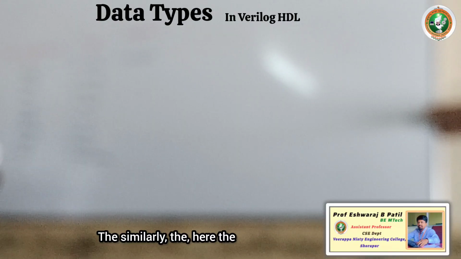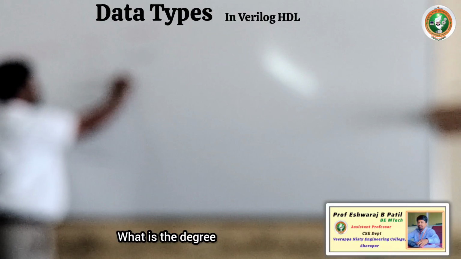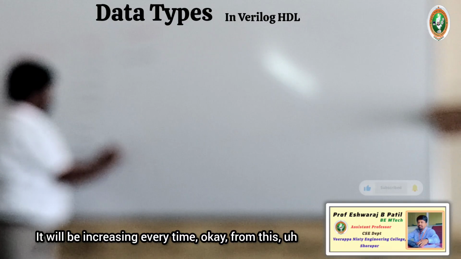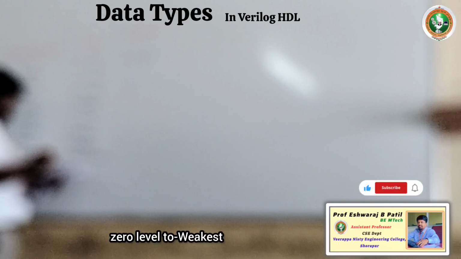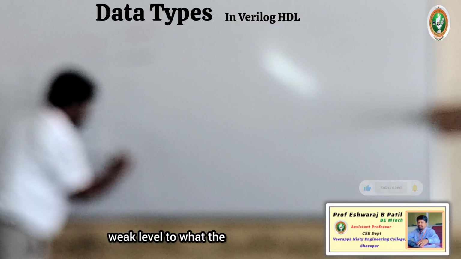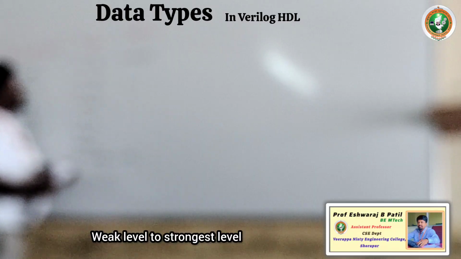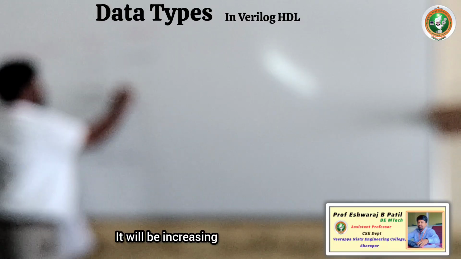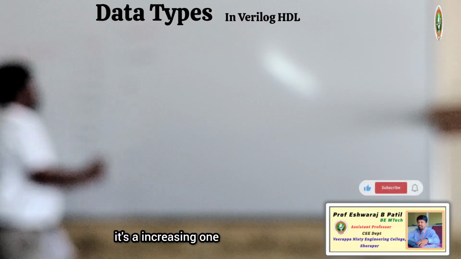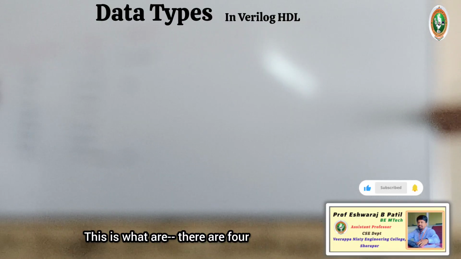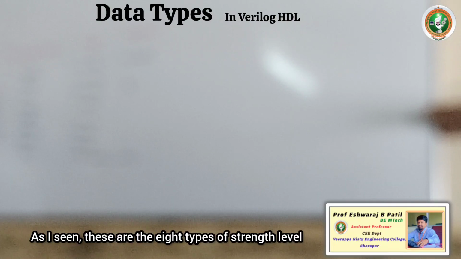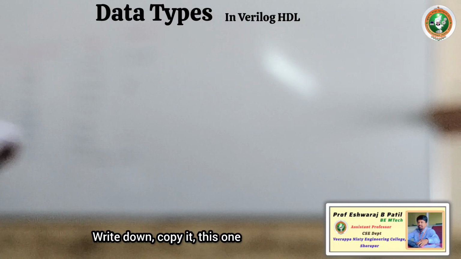Similarly, we have the degree for this. The degree will keep increasing every time, from the lowest level to the weak level to the strongest level. As I showed, these are the 8 types of strength levels. Write them down, copy this.